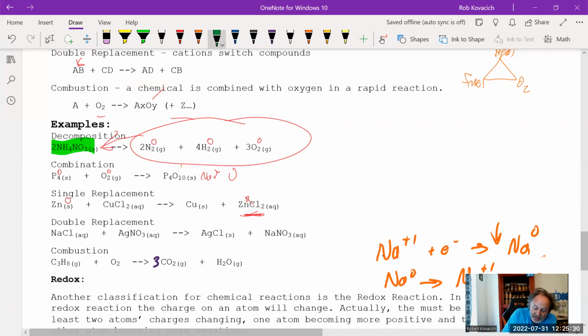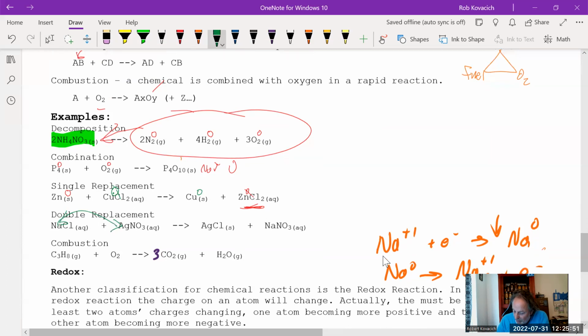And the other way I can look at that is this is copper. Its charge is 0. Inside this compound, its charge was not 0. So we had a redox reaction occur there. Actually, the only one up here that isn't a redox reaction is this double replacement. These guys just swap partners. Nobody changes any electrons. So the double replacement reaction is never a redox reaction.